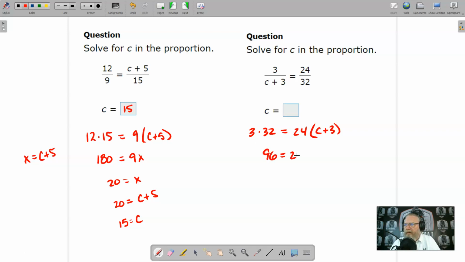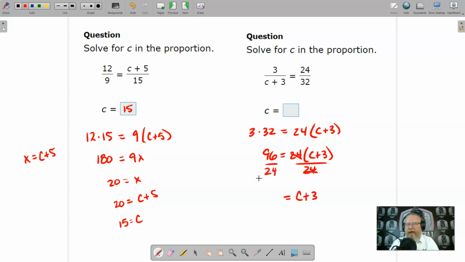96 equals 24 times C plus 3. I'm going to guess, is 96 divisible by 24? I think it is. It would be 4. Yep. So I'm going to divide both sides by 24. Write that out so you can see what I'm doing there. Now the 24s cancel each other, leaving me with just the C plus 3 here.